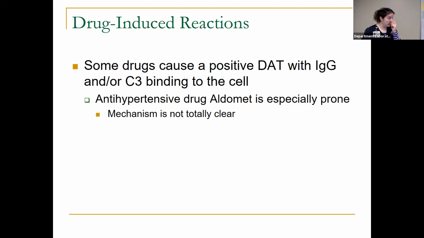As we go through this course, we're going to talk about drug-induced positive DATs. We'll talk about some specific ones. Aldomet is a known drug that will cause a positive DAT. It's used to treat high blood pressure. Quinidine is another one that is known to cause a positive DAT. I think it's used, and there's another one, it's used to treat heart arrhythmia. It's known to cause a positive DAT as well.